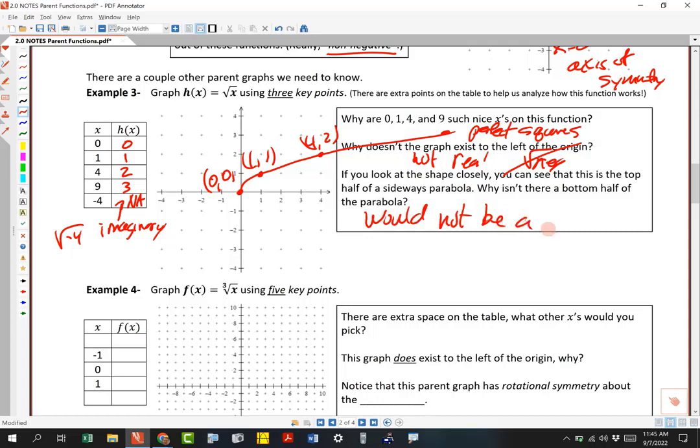Keely? Not that it wouldn't be a real number. We're close. Luke? It wouldn't be a function. It would not be a function.